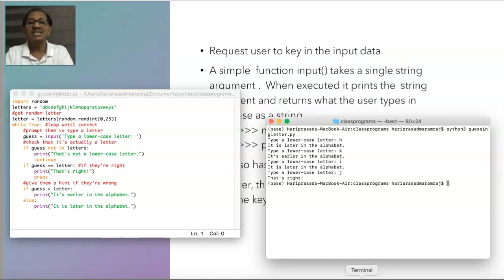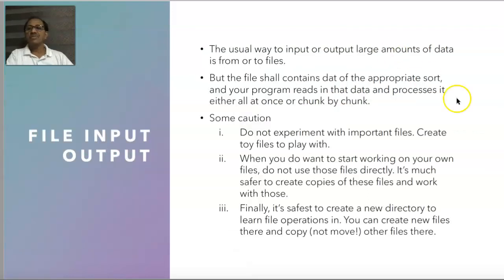Now what's interesting here is we are asking the user to enter the letter. How? We are taking input, right? Where is that input? Here is this input. So this is keyboard input. What we have seen till now is data which is very small. The input data is small. But if there is larger data, how do we do that? The usual way to input or output large amounts of data is from or to files.